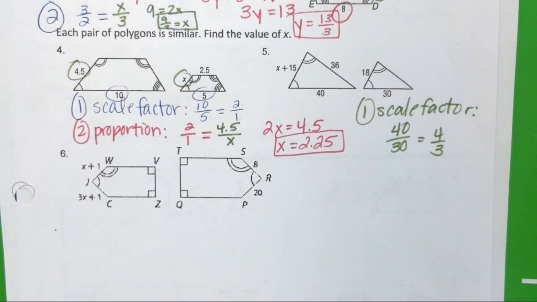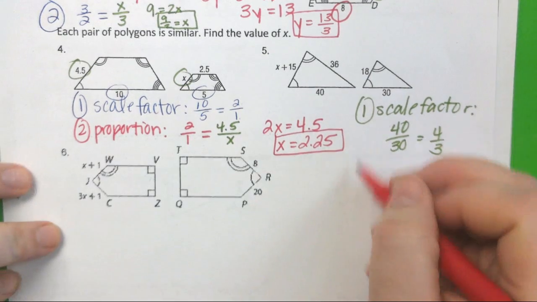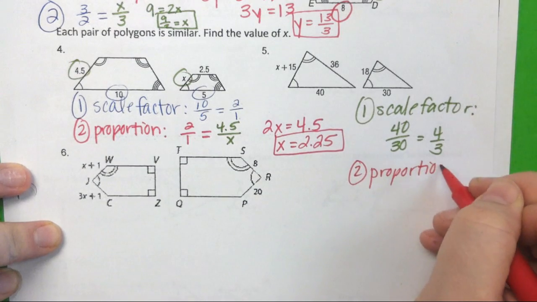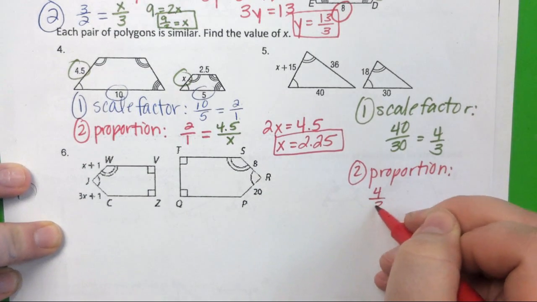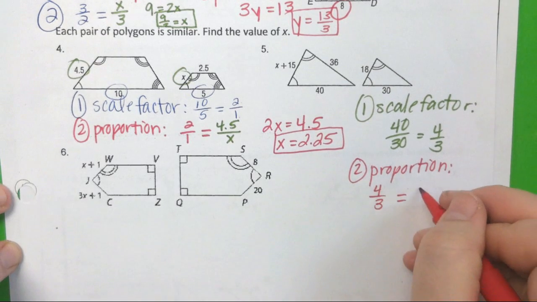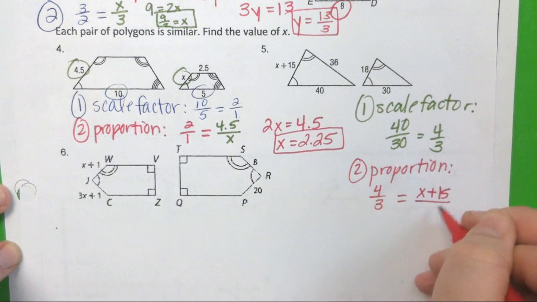The second step where I set up my proportion, I'm going to do 4/3, but it's okay if you did 40/30. It's still going to work out. Equals x plus 15/18.